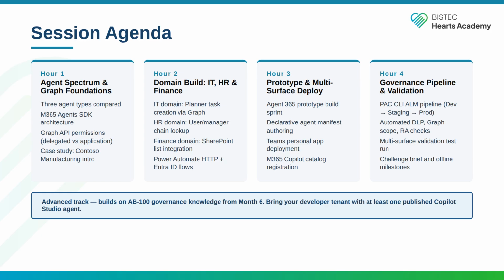Hour 4 is governance policy and the challenge brief. We formalize an enterprise agent governance policy, complete the session validation report, and launch the Month 7 challenge. Offline milestones extend your work into the next weeks before track completion.